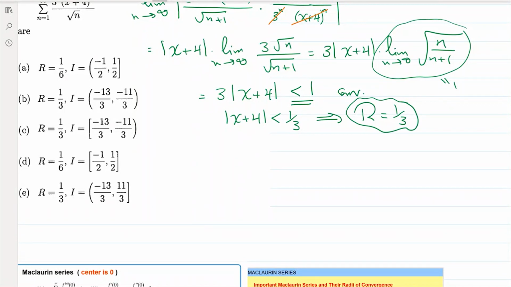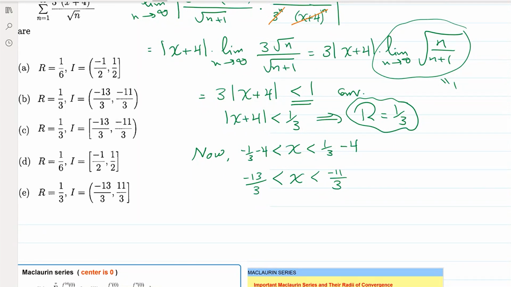Good. Now, you need to solve it for x. If I open it, it will be minus 1 over 3 minus 4, less than x, less than 1 over 3 minus 4. This means x will be what, guys? Minus 13 over 3, less than x, less than minus 11 over 3. Now, once you double check the endpoints here, you will find the answer.